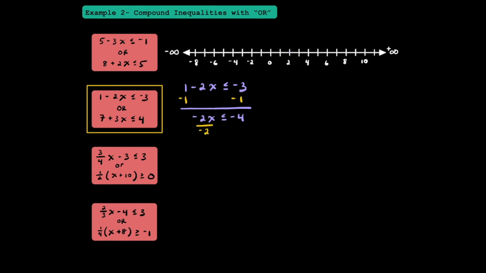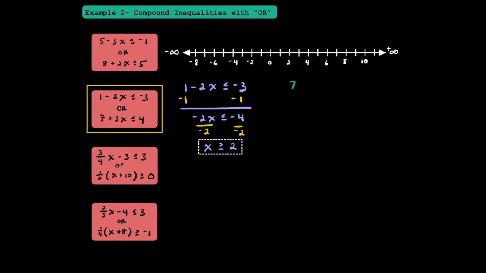Let's divide both sides by negative 2, because negative 2x divided by negative 2 is going to be positive 1x, or positive x, and we're going to flip the inequality to write greater than or equal to positive 2. Remember that dividing both sides by a negative will flip the inequality. This represents the solution to this inequality.